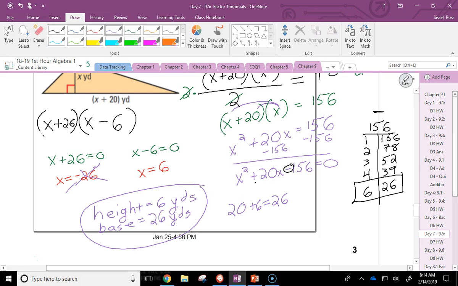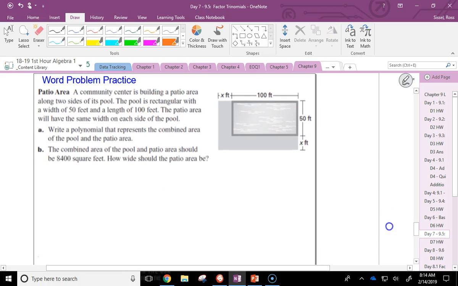Now, could we have multiple answers sometime? Yes. If the height, the base would have been like x plus 30, well then we would have been able to use the x minus 26, the negative 26, because it would have come out to a positive answer. You're just going to have to see if you have more than one. You have to make sure it makes sense in your equation, what's happening. All right, last problem.